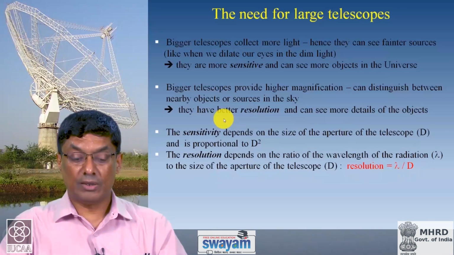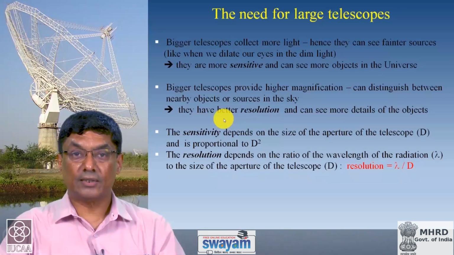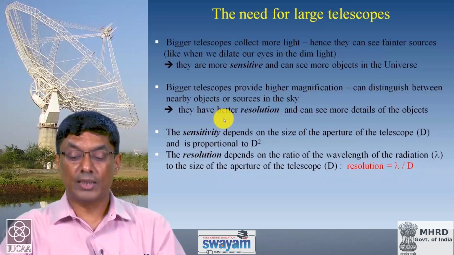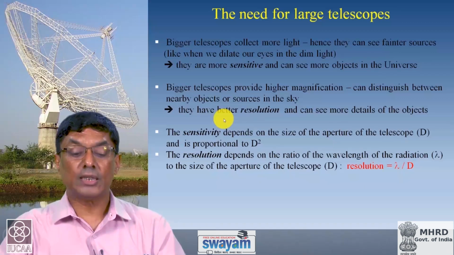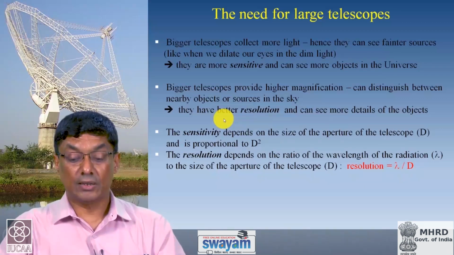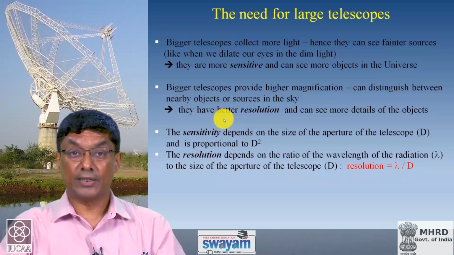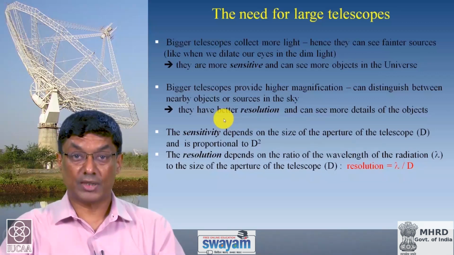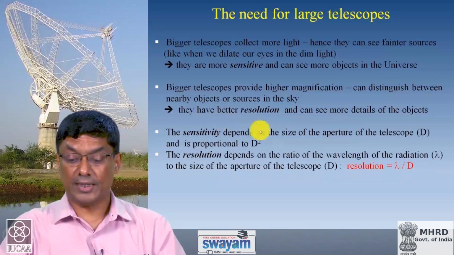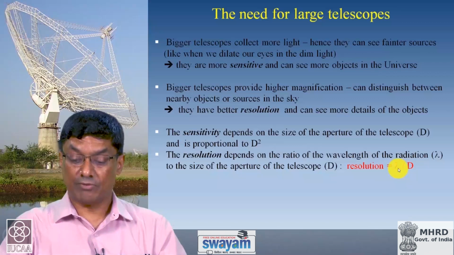So, this is very important, and it is important to realize that both the sensitivity and the resolution of a telescope depend on the size of the aperture. The sensitivity goes as the square of the aperture, because the area is what is important for deciding how much light you are collecting, and the resolution goes inversely as the size of the aperture and the wavelength.